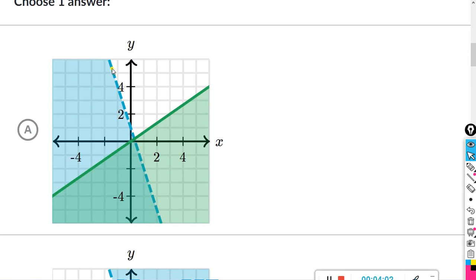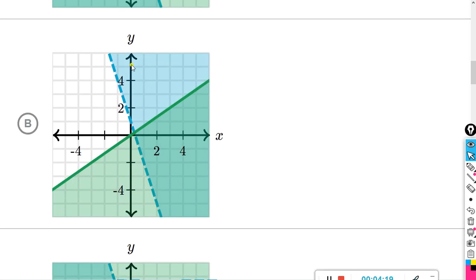Right here, this is the one with the negative slope. Remember, a negative slope goes down and to the right. Okay, so that's a negative slope, and we can see that everything is shaded underneath that line. So A is okay. On B, the one with the negative slope, it's shaded above that line. So B is no good. All right, and it's not going to be answer B.